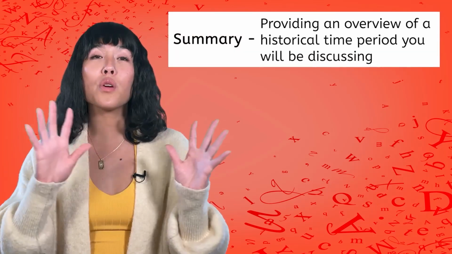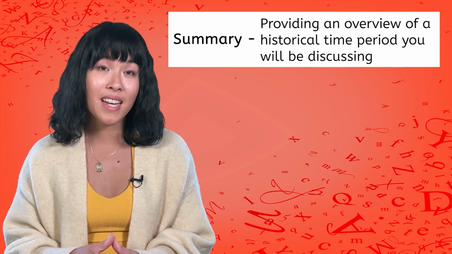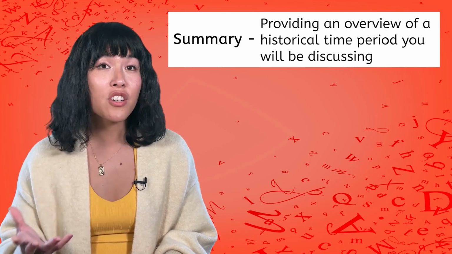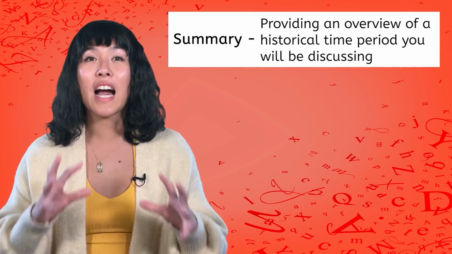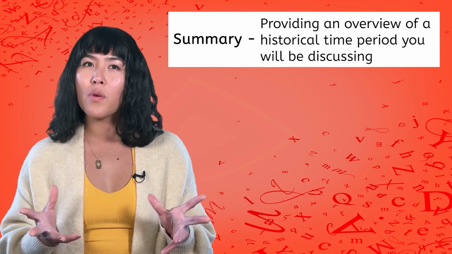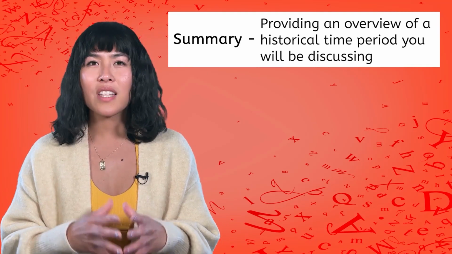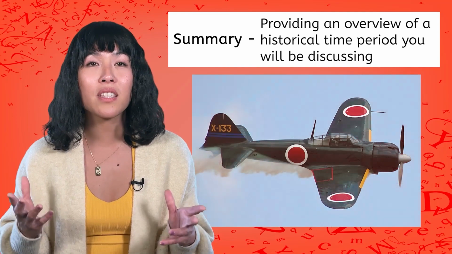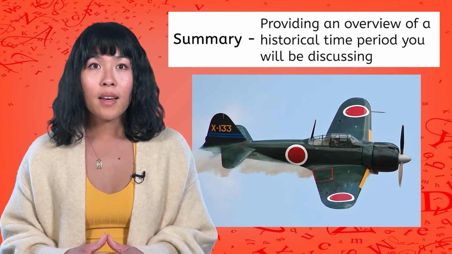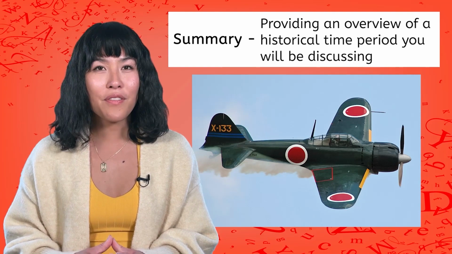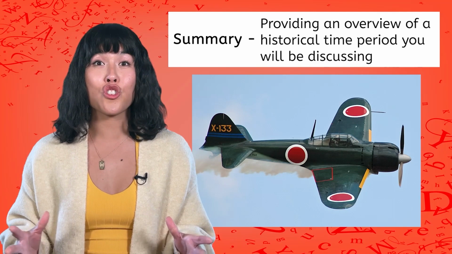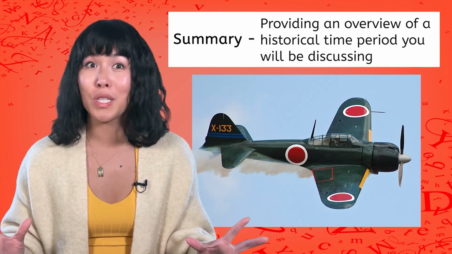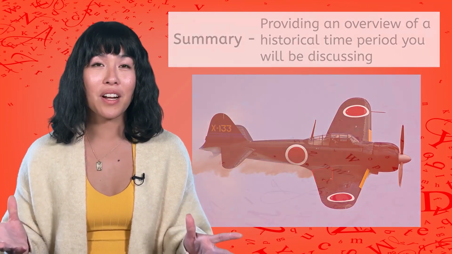You would use a summary to provide a brief overview of a historical time period you will be discussing, maybe as part of an introduction paragraph you are writing. This is because you want to give your reader a sense of the time period in general before you go into something more specific. Like, say your essay is on the use of the Japanese Zero during World War II. Before you get way into the specifics of mid-century military aircraft technology, you'd have to make sure your readers know what World War II was about, who fought in it, etc.